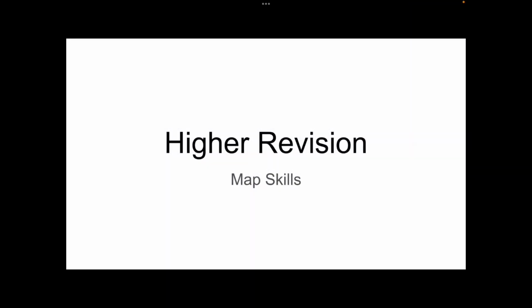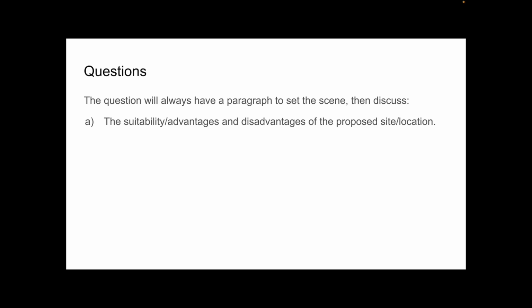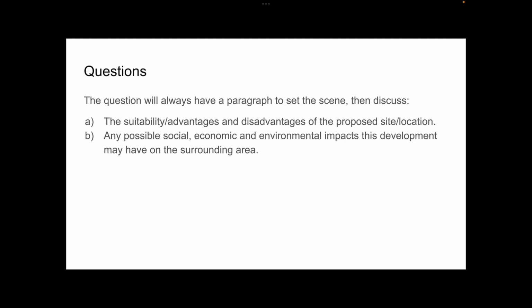Hi folks, in this session I just want to go over some skills and hints and tips for your mapping skills question. So first of all, it's always question 5, although it might not be in your FAB because it's numbered slightly different, but in the final exam it will be question 5. There is always part A and part B, but they are the same.